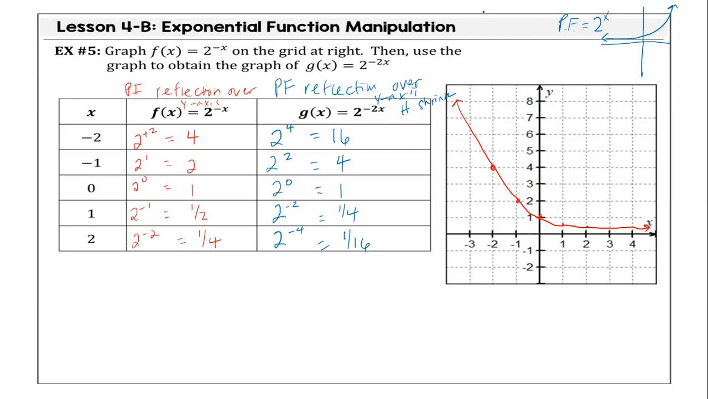So I can't graph -2 clearly, right? So I'm going to go to -1 and start at 4. 0's at 1. I'm going to be down here. And I'm going to get a little closer. And we're going to just do our very best to. I feel like I did pretty darn good.